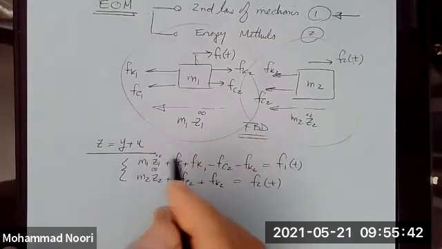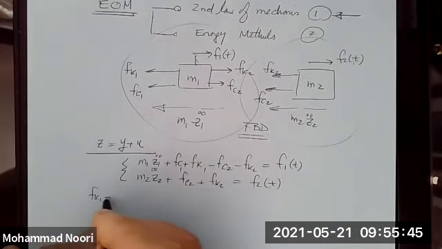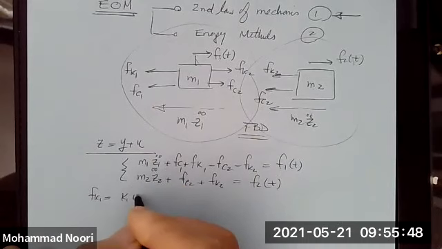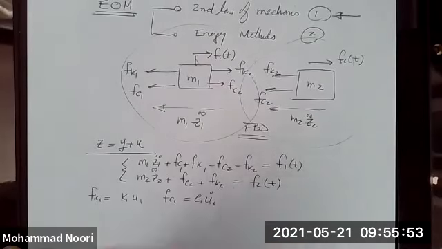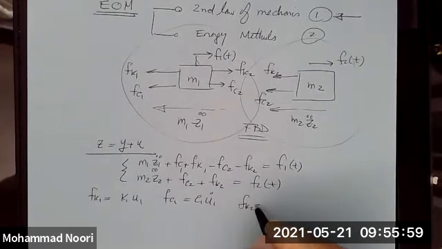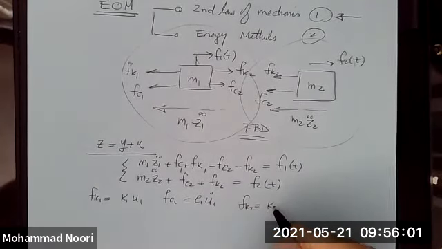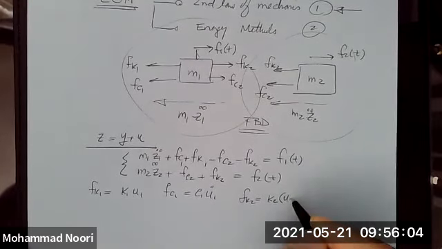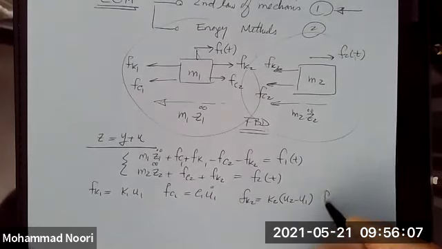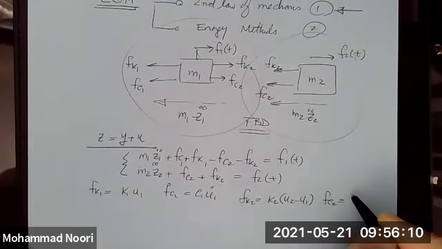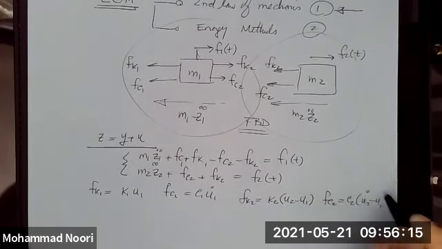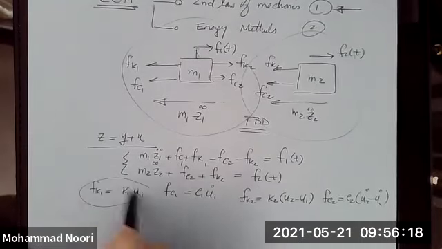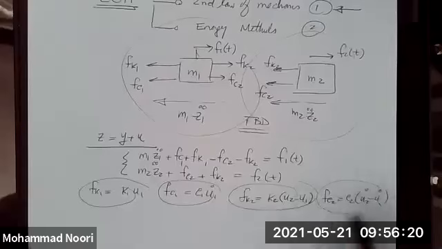Easy to see that FK1 is what? It is K1 U1. FC1 is C1 U1 dot. FK2 is due to the relative displacement of that mass, which is U2 minus U1, and FC2 is due to relative velocity, which is U2 dot minus U1 dot.